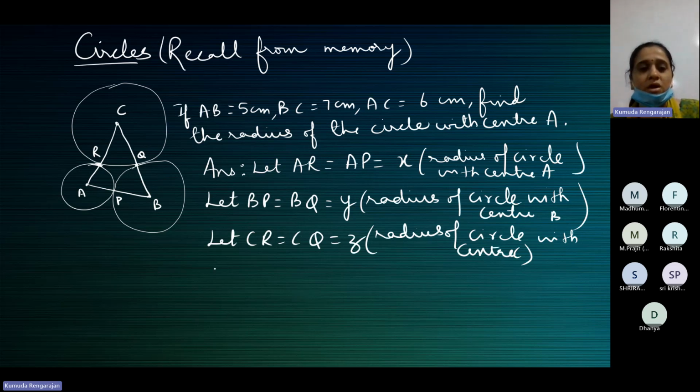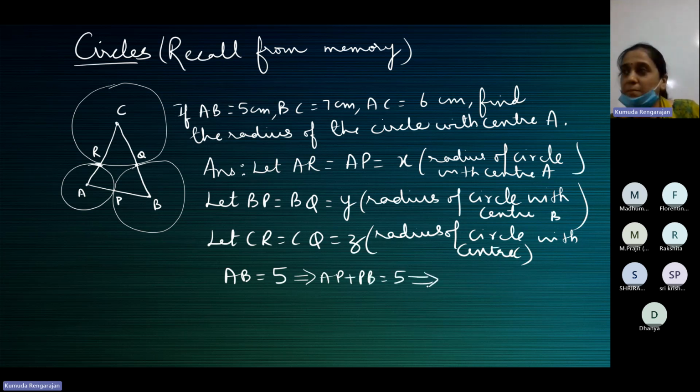Now, what do you know? It's given AB is 5, right? In terms of X, Y, Z, what is AB? AB is equal to 5 implies AP plus PB is equal to 5. And that further implies X plus Y is equal to 5. So this is one equation. Like this, we have to continue. You will get 3 equations. Yeah, start working.